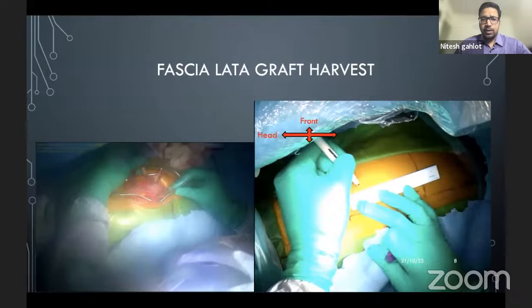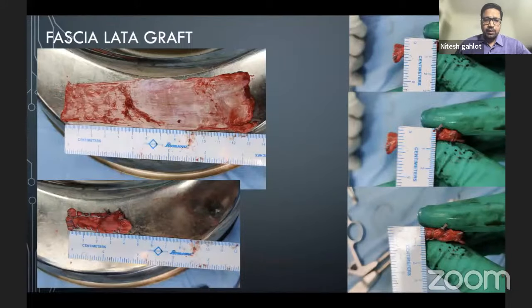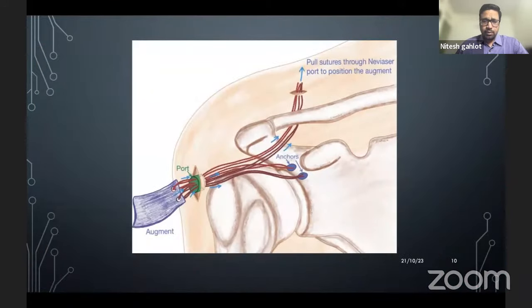We took a fascia lata graft harvest from the same side of the thigh. I operate in the lateral position arthroscopically, so it was fairly easy to take the graft from the same side. The graft got harvested, measured, and folded upon itself, and the thickness came out to be around 6 millimeter minimum and around 8 millimeter maximum. So this was a fairly good thickness. And now the important part that comes in is to pass the graft inside the joint.